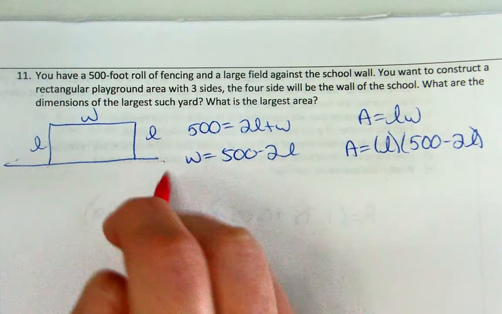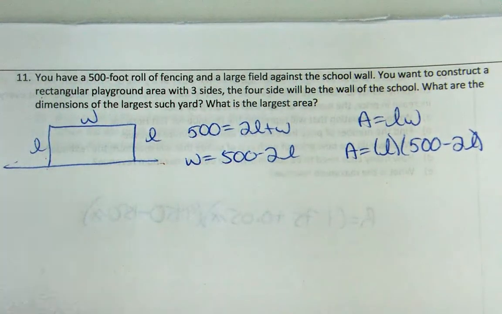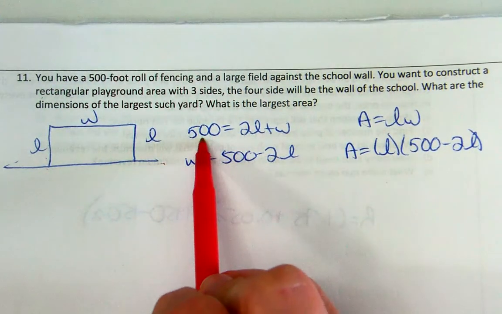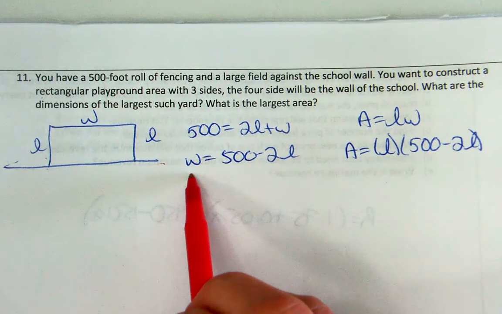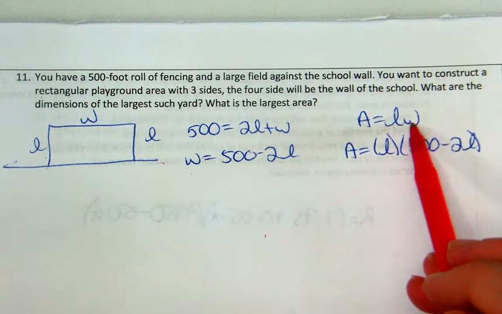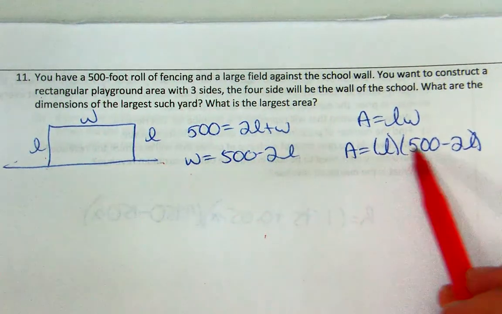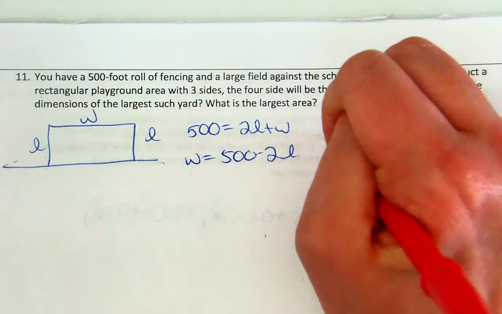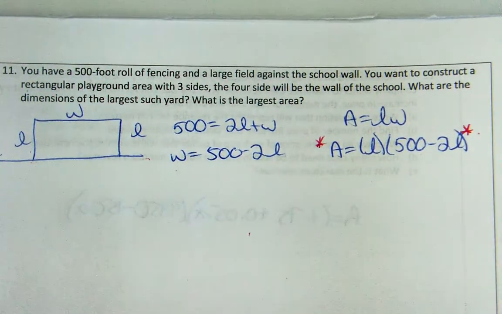So this is my school wall. I labeled my 3 sides as length, length, and width. I know that these 3 sides add up to 500 feet. Well, I can isolate W to give me 500 minus 2L. Area is length times width, so I just sub this in for W, so length times 500 minus 2L. And I've given you this formula. This is where I expect you to start.